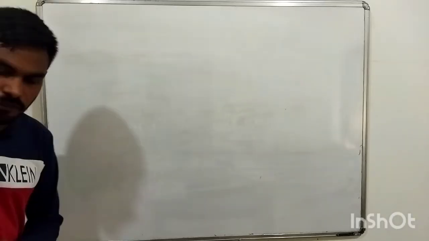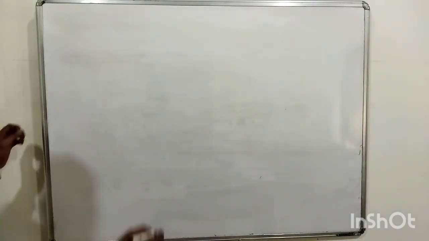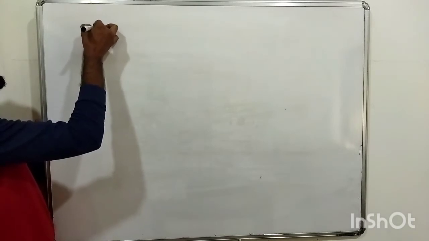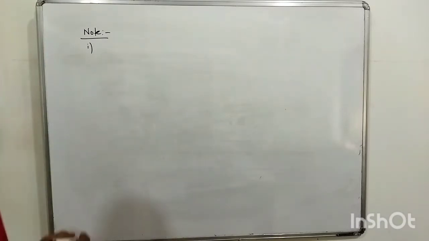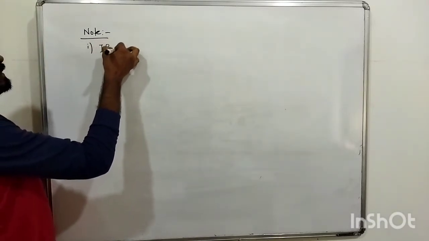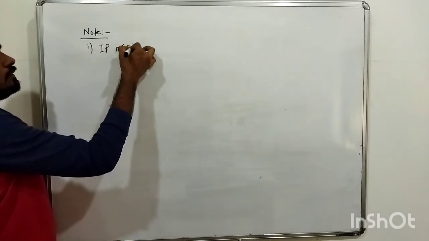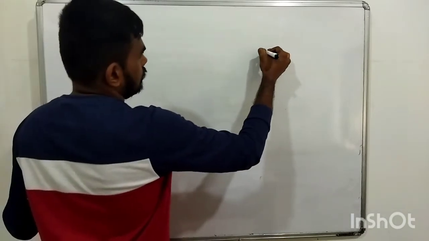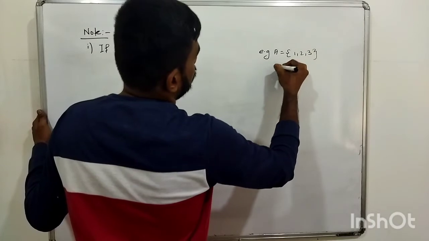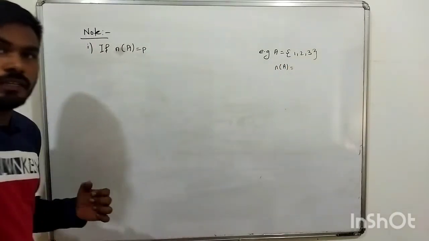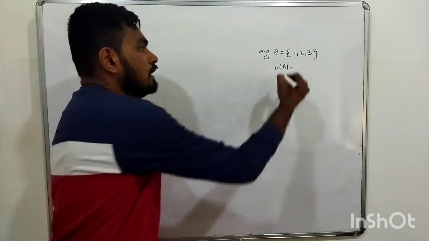Okay, so now that we have learned what is Cartesian product, we'll learn some important things about this. First thing, you can write it as a note. If a set A has p elements, n of A is equal to p. For example, the set A is like this: 1, 2, 3. So the number of elements is what? We count: 1, 2, and 3. So there are 3 elements.